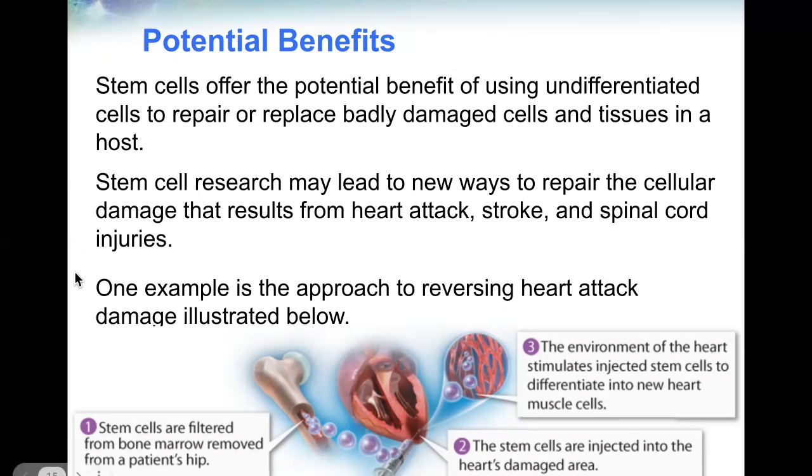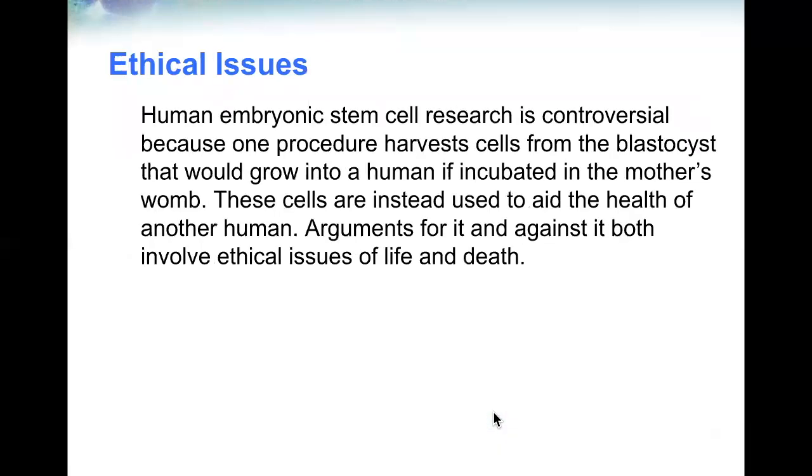One example is the approach to reversing the heart attack damage illustrated below, where stem cells are filtered from the bone marrow removed from the patient's hip. And the stem cells are then injected into the heart's damaged area. The environment of the heart stimulates injected stem cells to differentiate into new heart muscle cells.